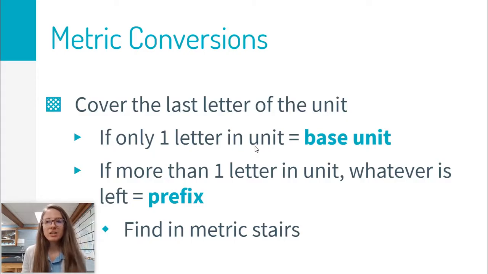All you have to do is cover up the last letter of the unit. If the unit is abbreviated, this works. If the unit is abbreviated, you just simply cover the last letter of the unit. If there's only one letter in the unit, so when you cover it up, there's nothing left, then you know that you're starting on the base unit box. If there's more than one letter in the unit, when you cover up that last letter, whatever is left is the prefix of the stair that you are starting or stopping at, and you just simply find it on the metric stairs. Okay, let's go through some examples of this because it might make more sense in action.